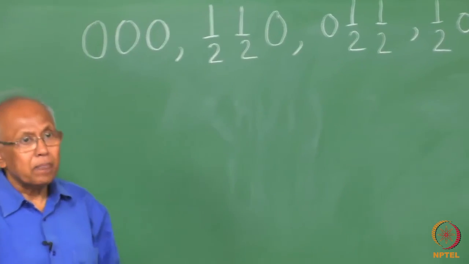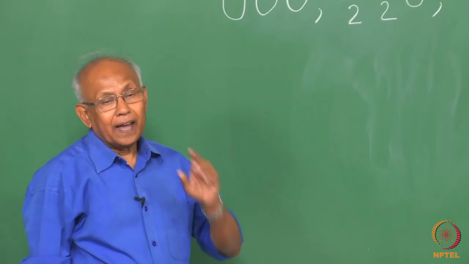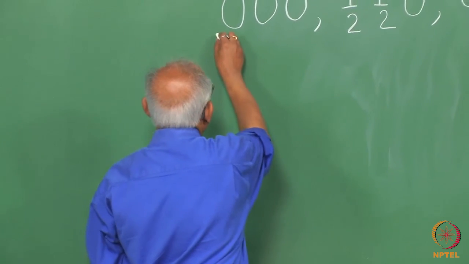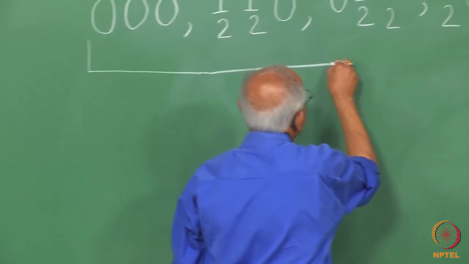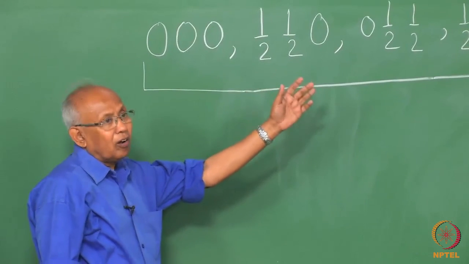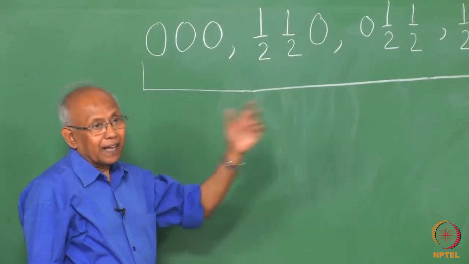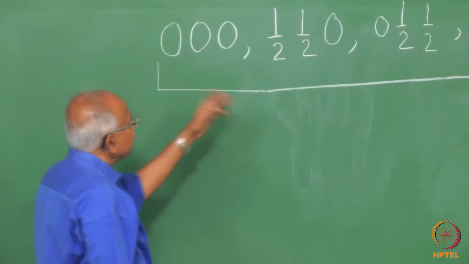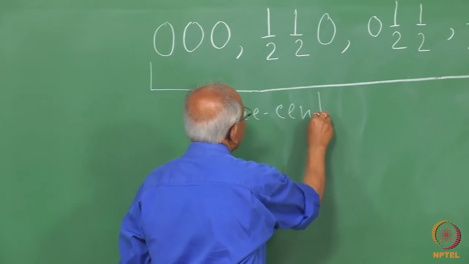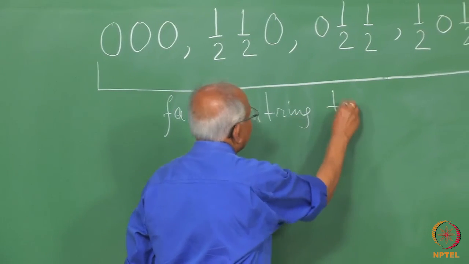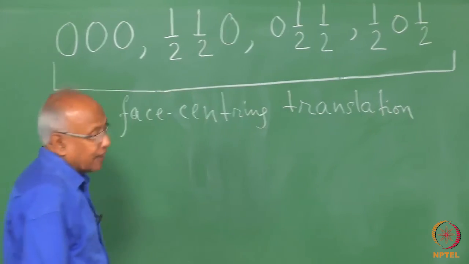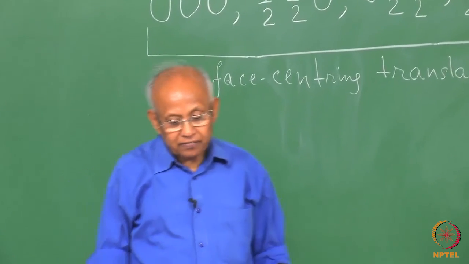As we have already seen, in case of an FCC unit cell, there are 4 atoms per unit cell located at these 4 points. So, these are the fractional indices of the 4 atoms in a unit cell of FCC material. Now, this goes by the name of face centering translation.